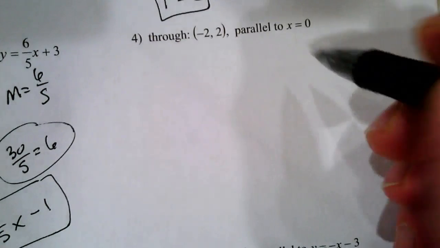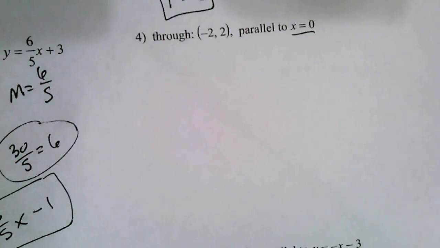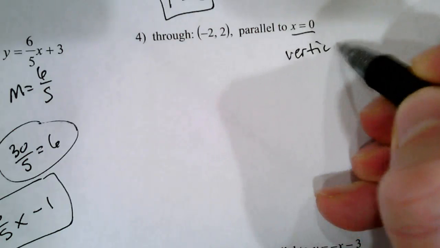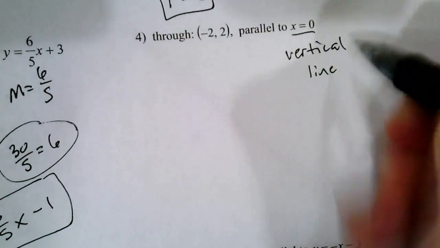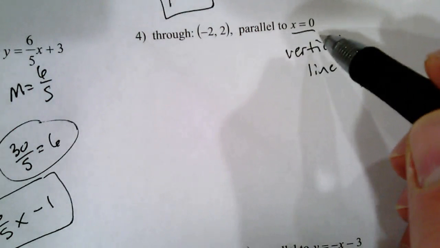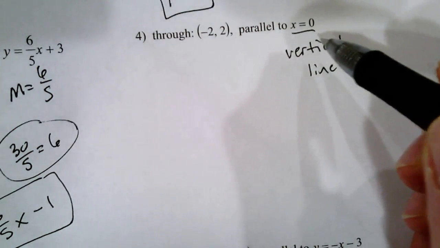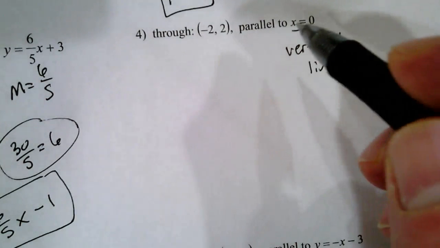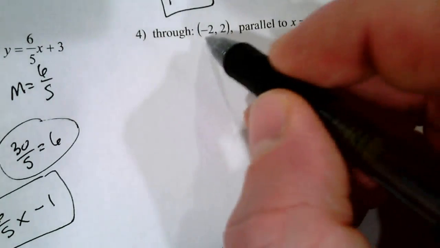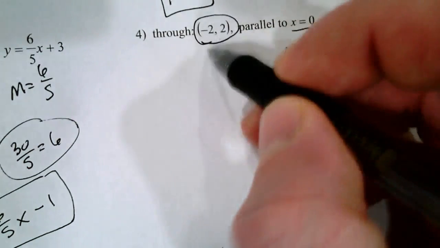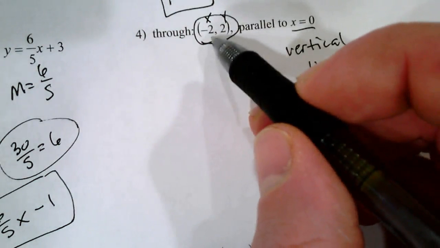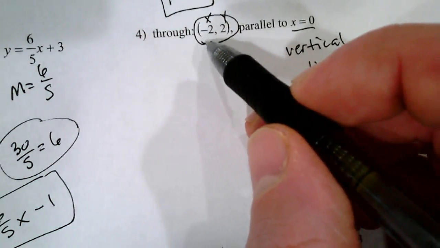Alright, this one's a little bit different. Notice this is x equals 0, which means it is a vertical line that passes through the x-axis at x equals 0. And so if we're going to write an equation of a line that's parallel to that, it's also going to be another vertical line that's going to pass through this point here. And notice the x-coordinate for that point is going to be -2.